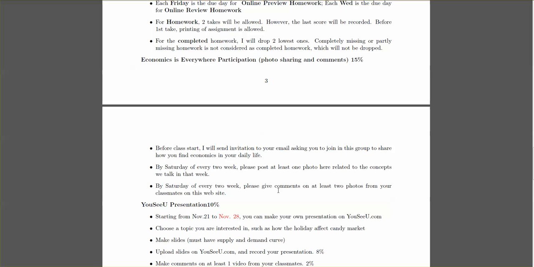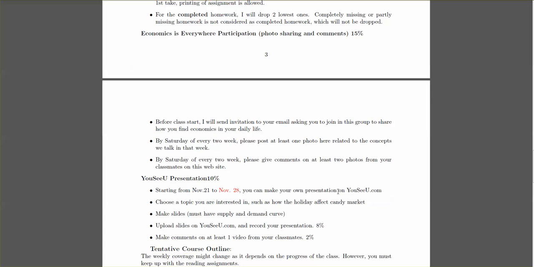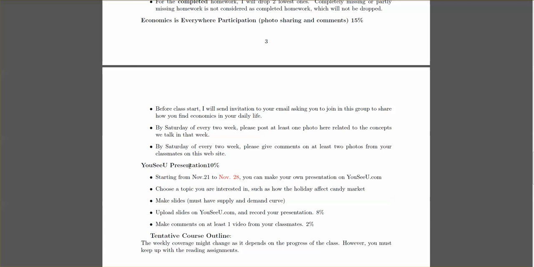Give comments on at least 2 photos from your classmates, and make sure you don't just write down I like it or I don't like it. I hope you can write down some economic analysis, and the more you write, the more you will like economics.